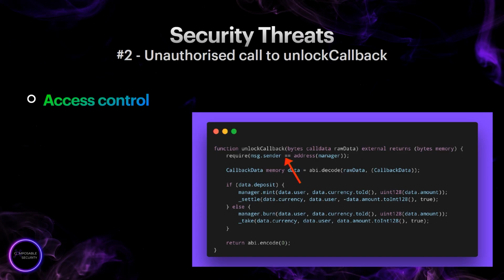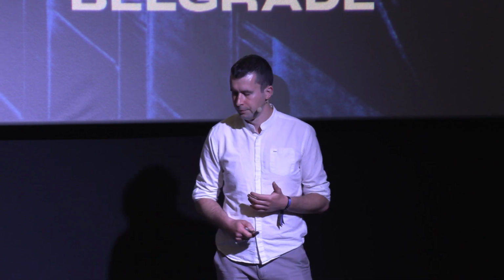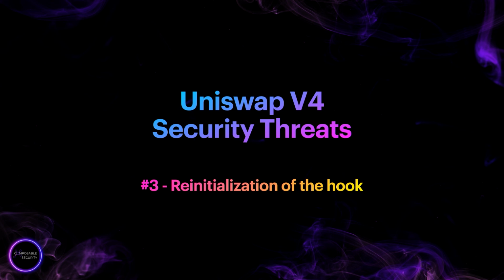And the solution here is very similar. Actually it's the same. You simply check whether the sender that calls unlock callback is the pool manager. So let's move on to something more specific for Uniswap v4.